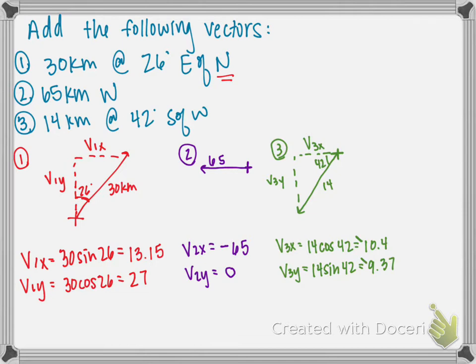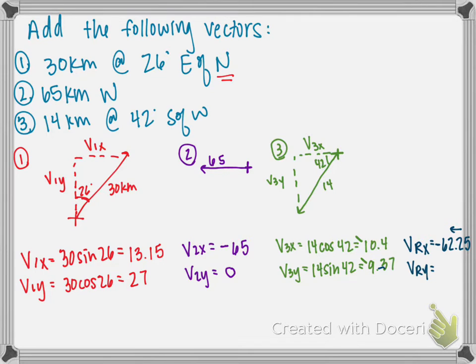And so when I add them together, I'm going to give them a name, and I like to call them VRX and VRY. Do you remember what the R stands for? Resultant. Good. So I'm going to add my X's together. 13.15 minus 65 minus 10.4. And that gives me negative 62.25. And so since it's negative x, what direction does that kind of mean that I'm going to be going? West. So I like to draw a little arrow there just to kind of remind myself about that direction. That's not a must do, but I think it's helpful.